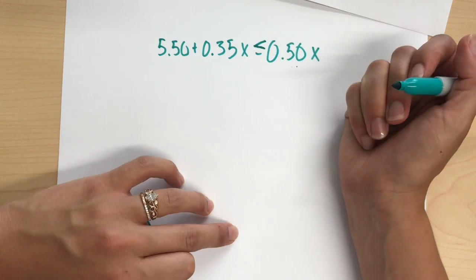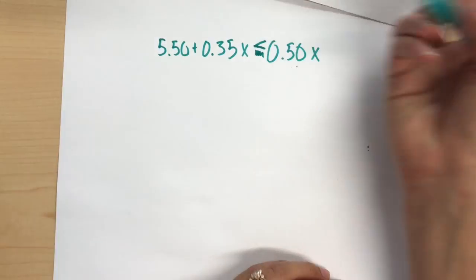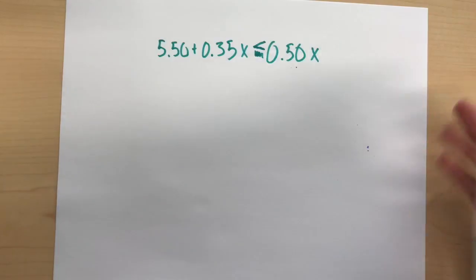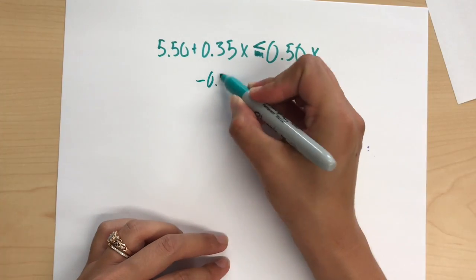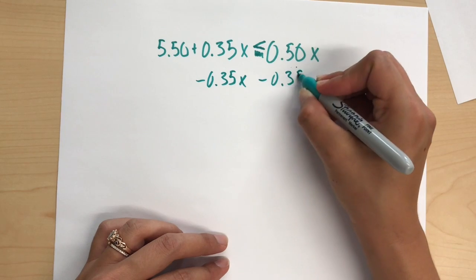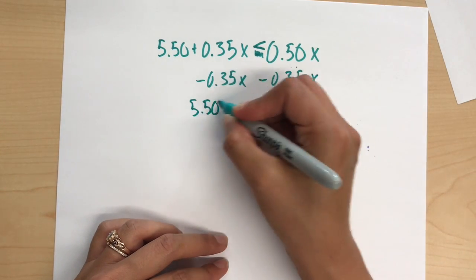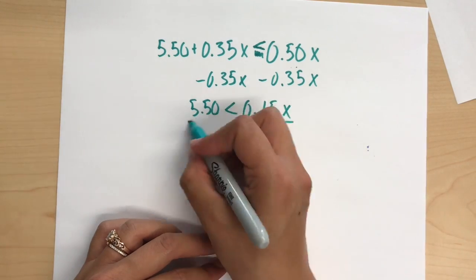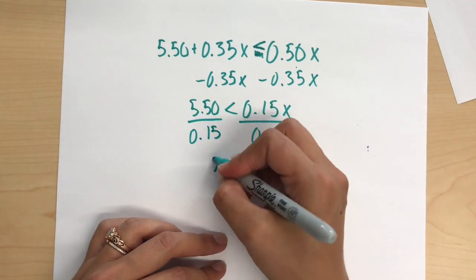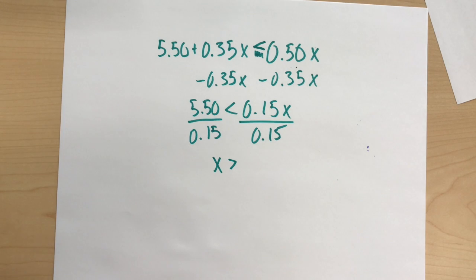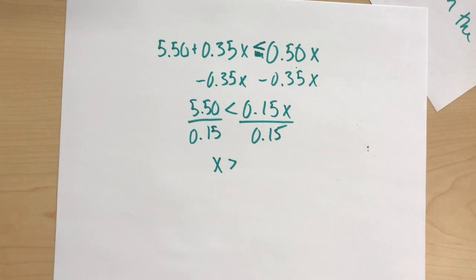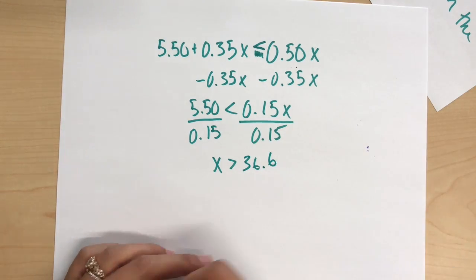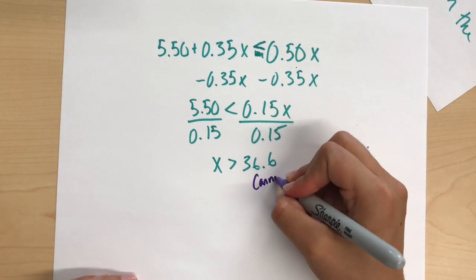Now this is not an equal sign, right, it's actually an inequality. So I'm trying to figure out when the sticker is cheaper. So I'm going to make the sticker cost less than the regular toll charge to see when that happens. So I'm going to subtract 0.35x from both sides, and I end up with 5.50 is less than 0.15x. I divide by 0.15, and I end up with x is greater than 36.6.